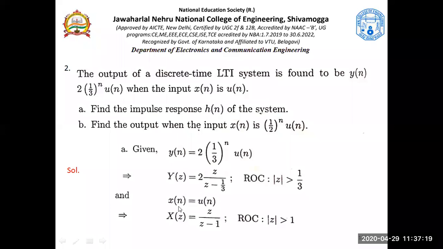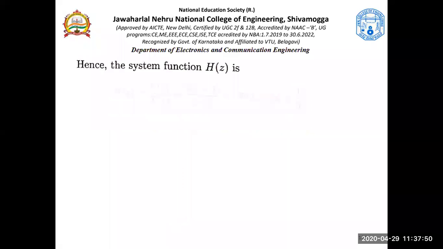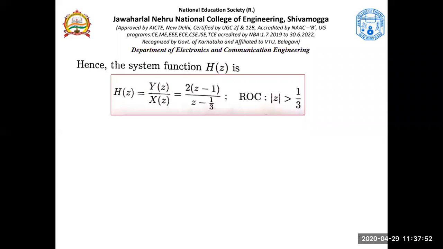Similarly, you take the input. What is the input? Input is u of n. So you obtain x of z from that. What is x of z? X of z is z by z minus 1 because it is u of n, positive time sequence, so it is outside the circle with radius 1. So they had given us y of n and x of n. Obtain y of z and x of z like this. And what is the ratio y of z divided by x of z? That would give us h of z, that is the transfer function.